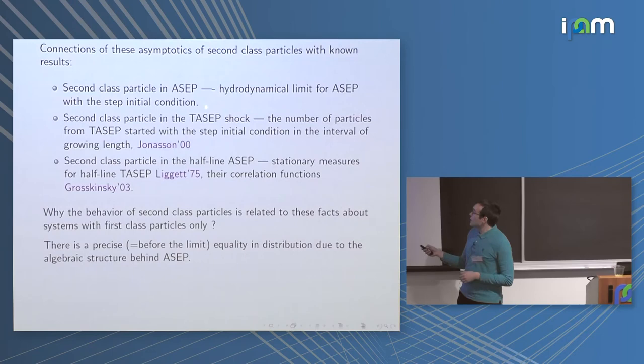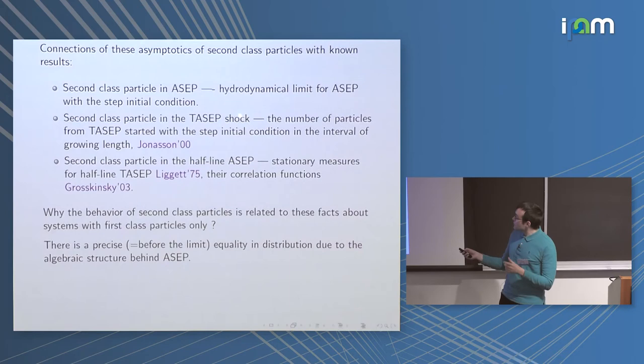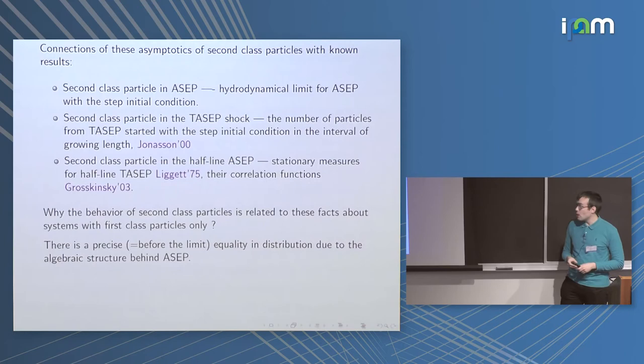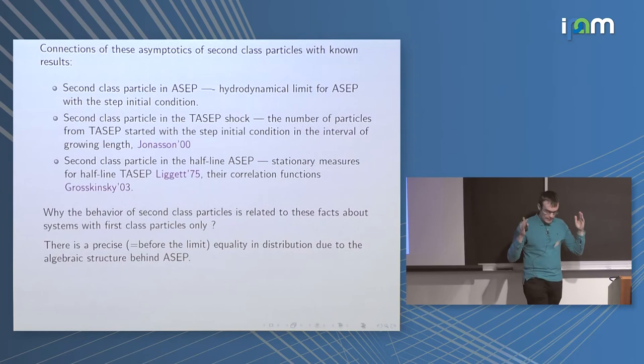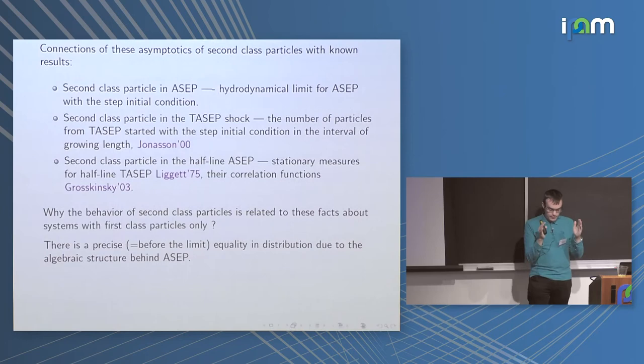So the second class particle in ASEP is strongly related to the result that I already formulated, the hydrodynamical limit for ASEP with step initial condition. The results about the second class particle in the shock are related to results which go back to Johansson, which study how many first class particles we have in a large interval of TASEP. And it works like this. If the interval is very large, then the fluctuations in this interval are a difference of two independent Tracy-Widom distributions. If the interval is of critical scale, then it's the Airy process. And if it's too small, then these are Gaussian distributions.